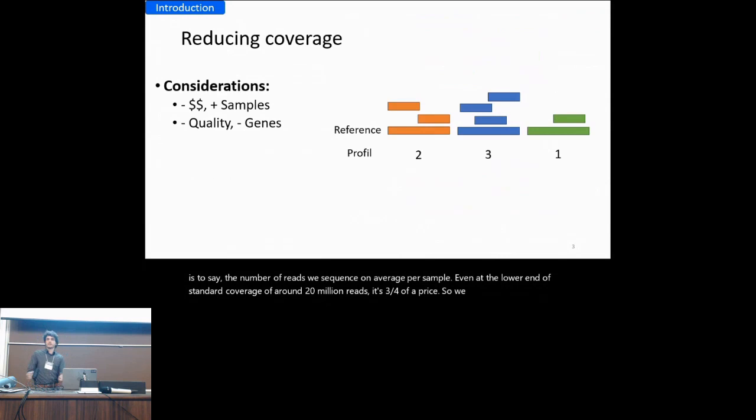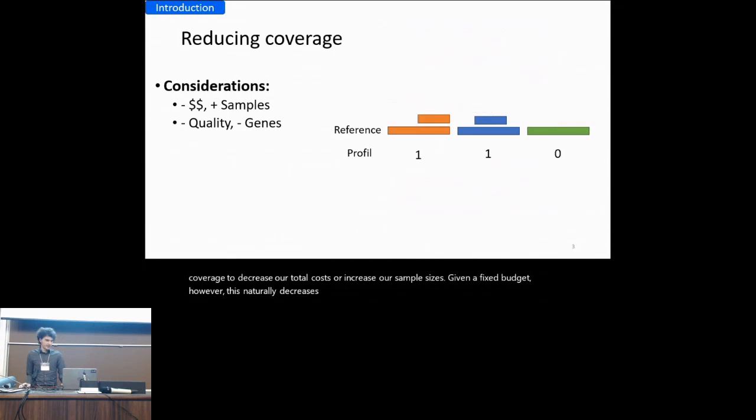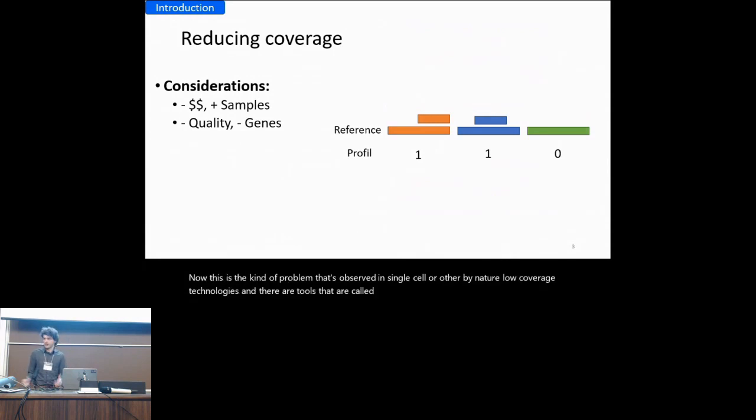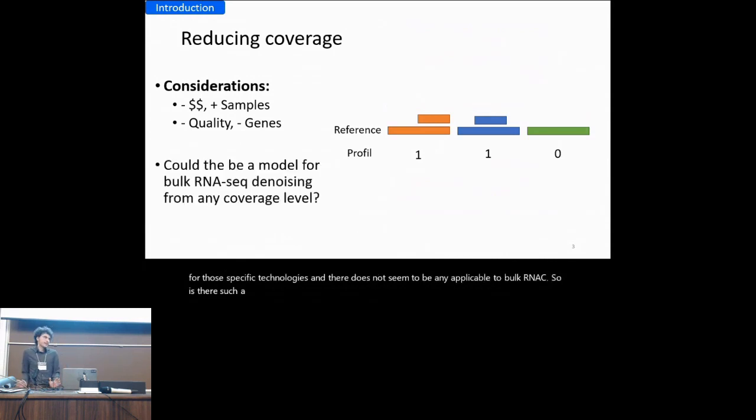So we can naturally reduce the coverage to decrease our total costs or increase our sample sizes given a fixed budget. However, this naturally decreases the quality of our data and even makes us lose the capture of certain genes. Now, this is the kind of problem that's observed in single cell or other by nature low coverage technologies. And there are tools that are called imputation tools that exist, but those are made for those specific technologies. And there does not seem to be any applicable to bulk RNA-seq. So is there such a model we could make that could work with bulk RNA-seq for any coverage level?